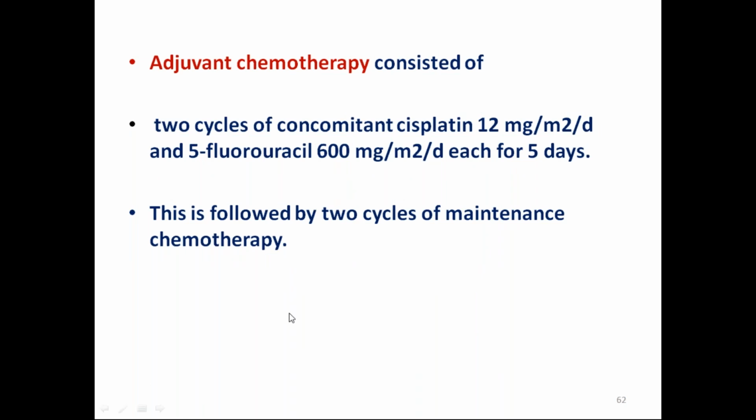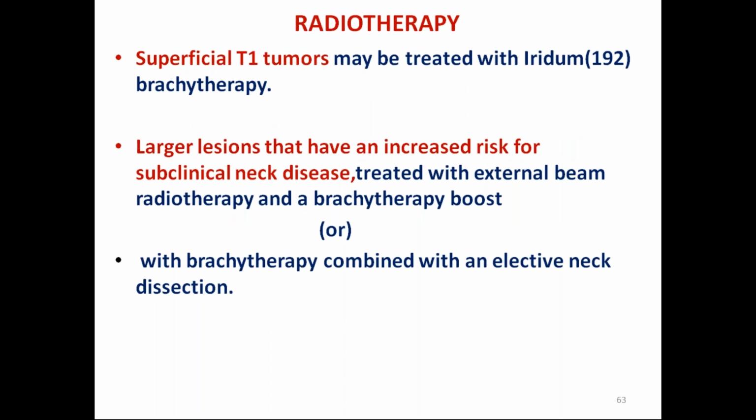Adjuvant chemotherapy consists of 2 cycles of concomitant cisplatin, that is 12 mg per meter square per day, and 5-fluorouracil 600 mg per meter square per day, each for 5 days. So these are the 2 drugs that are to be given in 2 cycles. This is followed by 2 cycles of maintenance chemotherapy. So the same is given in the maintenance also.